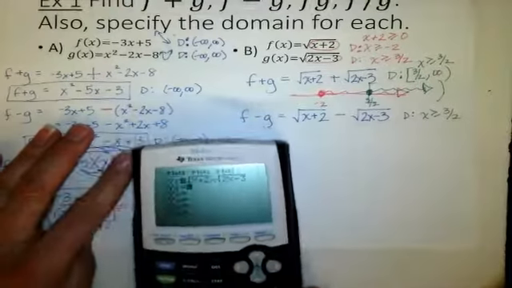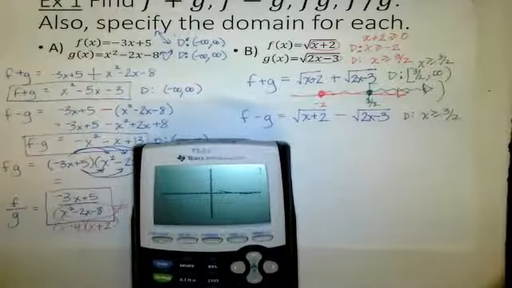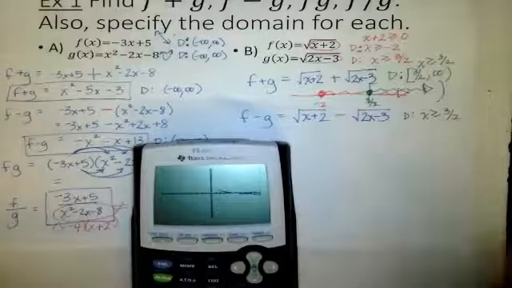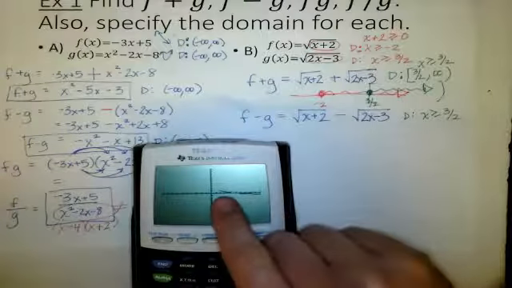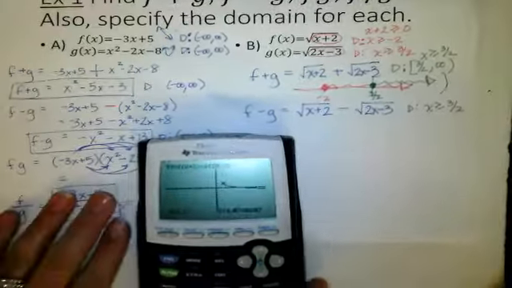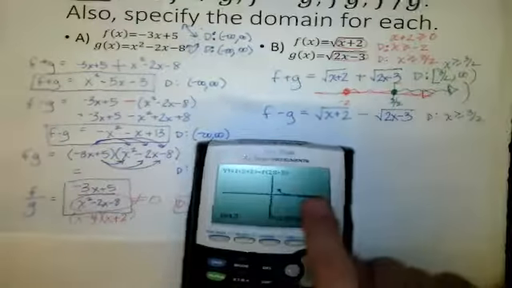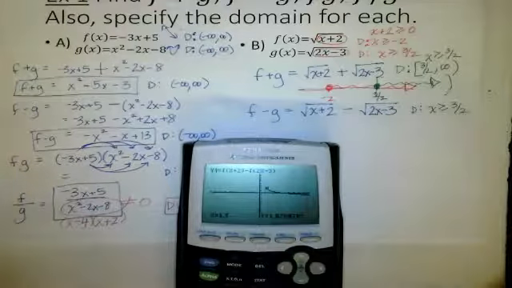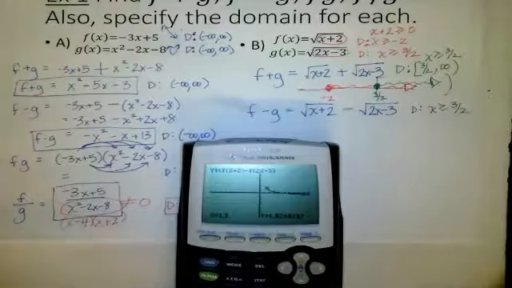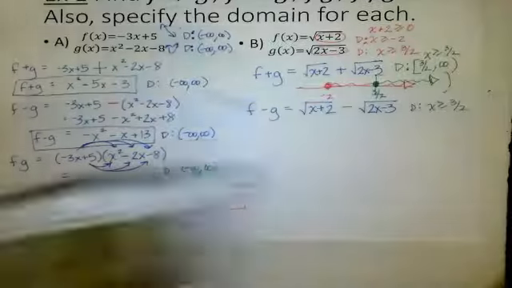This is my f minus g function. And if I look at it, it's kind of a goofy graph. And guess where it starts? 3 over 2, right there, 1.5. And it goes forever to the right of 3 over 2. So the domain is everything greater than 3 over 2. If you're ever not sure about domain, when in doubt, graph it out. Plug it in and see what it looks like.